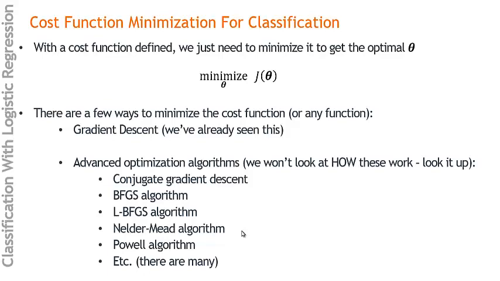I would point out that some of these are really not appropriate. Nelder-Mead is used when you have a function that doesn't even have derivatives, and Powell also. So you need to research into these different methods to discover which are appropriate. In fact, for logistic regression, gradient descent will work just fine.